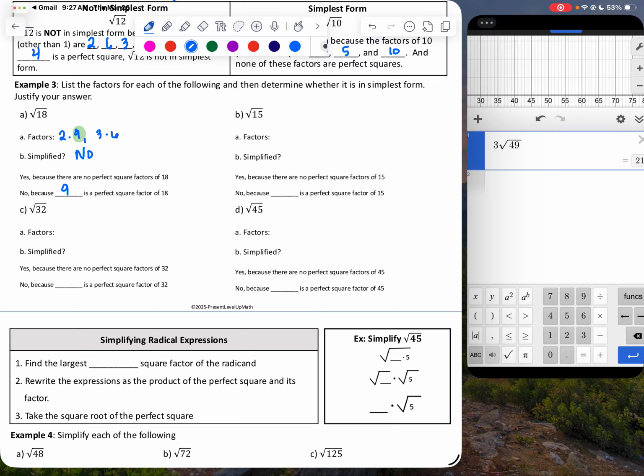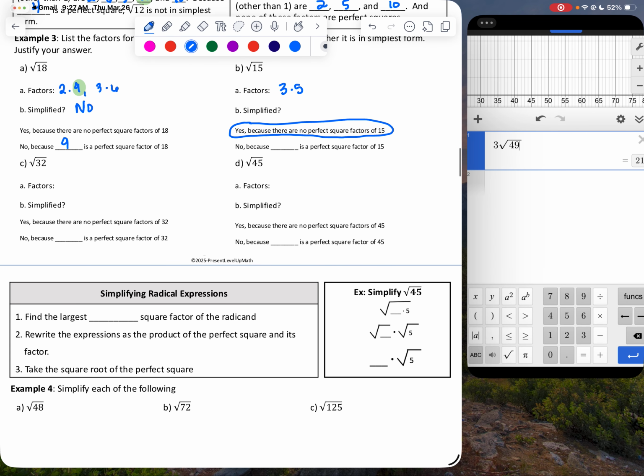The factors of 15 are simply 3 times 5. Is 3 a perfect square? No. Is 5 a perfect square? No. So this is yes, it is simplified because there are no perfect square factors of 15. All right, let's talk about 32. Let's see, for 32, we could do 2 times 16.